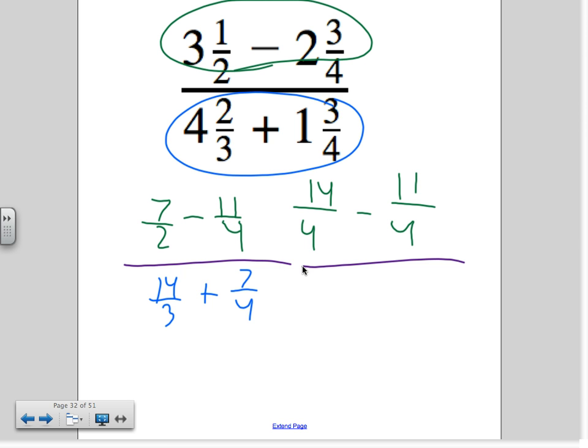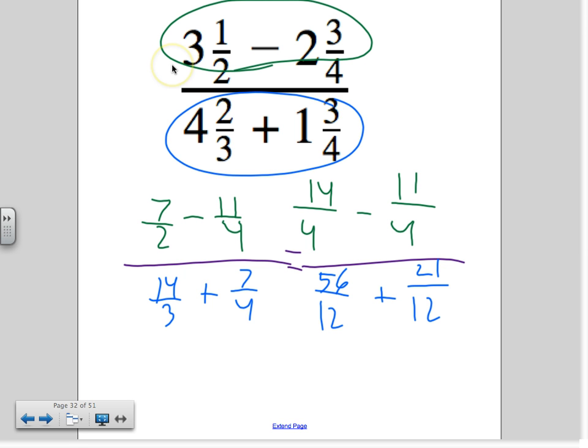Let's take care of the blue. What is the LCD for the blue? 12. So here's the 12, here's the 12. And what do I need to multiply the 14 by? Times 4, which is 56. And the 7, 21. Okay? Now, we just go ahead and group the green and group the blue.